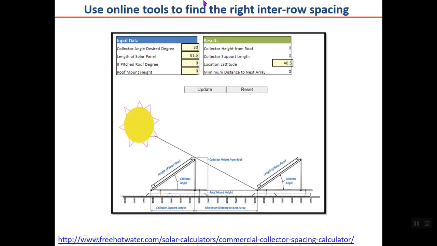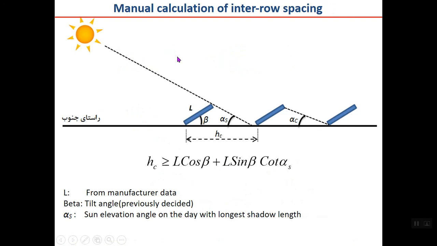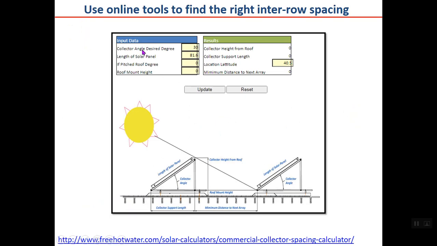The other is online tools. There are some online tools. This is just one of them. I put the link here. You may enter the values, for example, for the collector angle and the length of the solar panel. This is the length of the solar panel. If installed on a pitched roof, you can enter here the pitched roof degree and roof mount height. This is the roof mount height. You can see here. And then update, and you will get the results here. This is also an interesting tool.